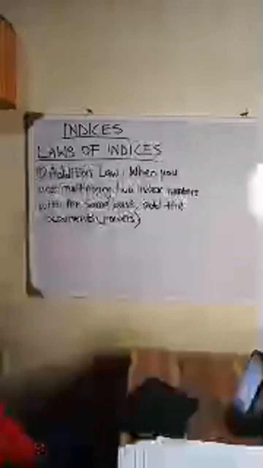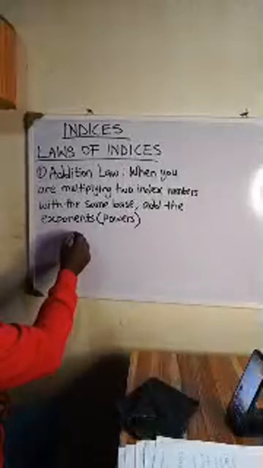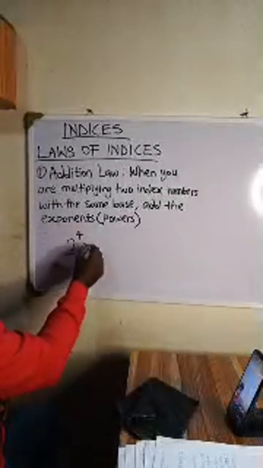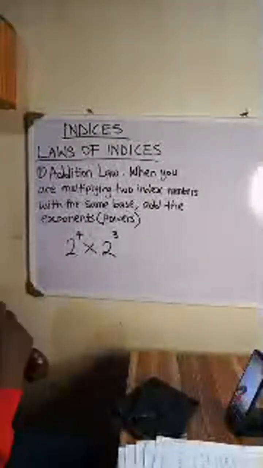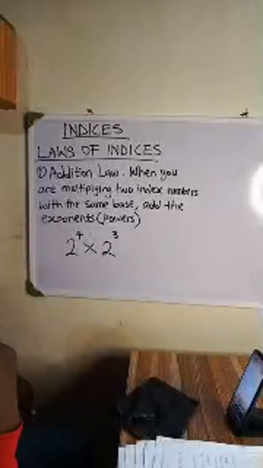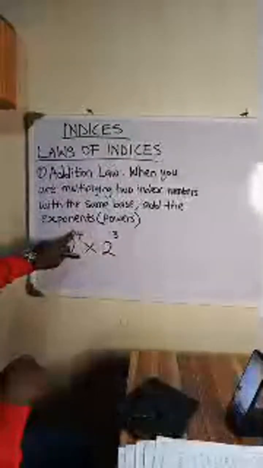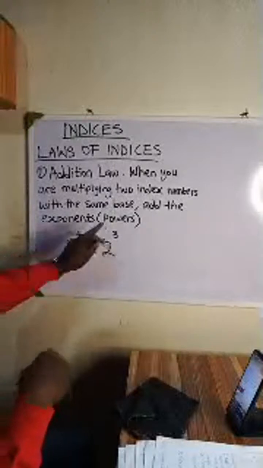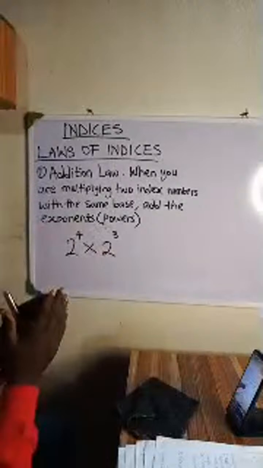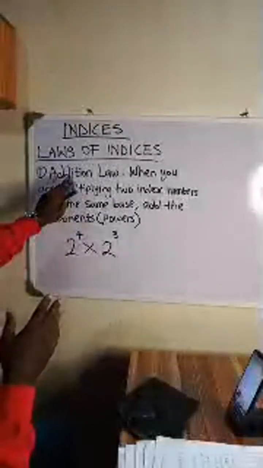Okay, so if we have something like this, 2 to the power of 4 times 2 to the power of 3. If you look at this, the base here is 2, the power here is 4. The base here is 2, the power here is 3. So from this, we can observe that the bases are the same. So since the bases are the same, we can obey this law.